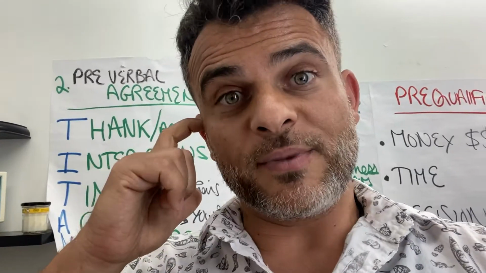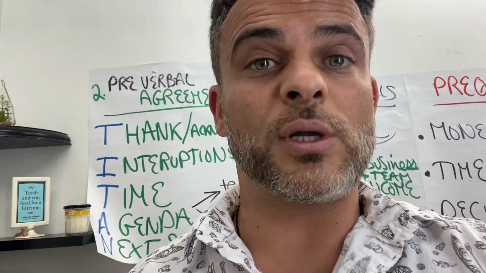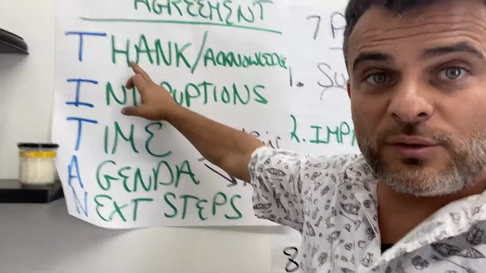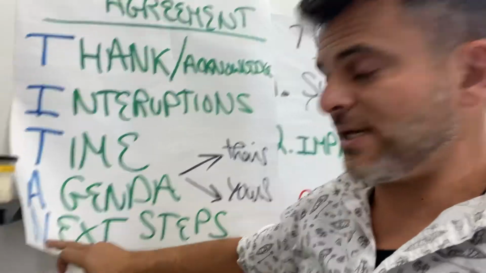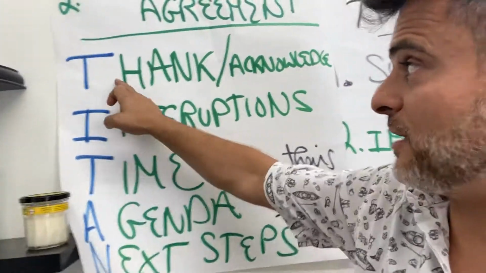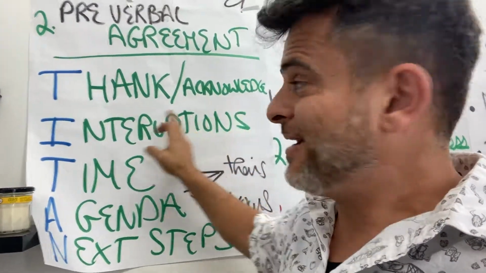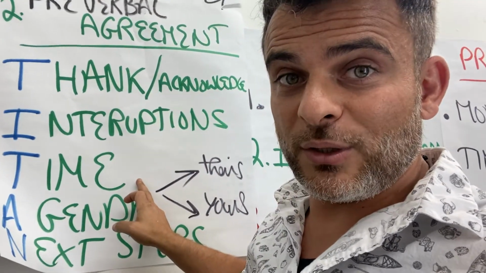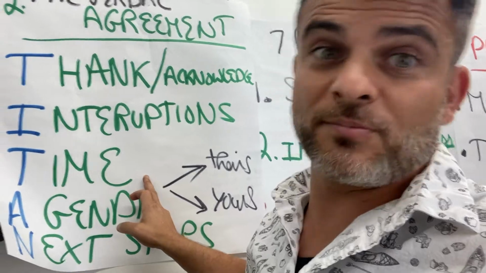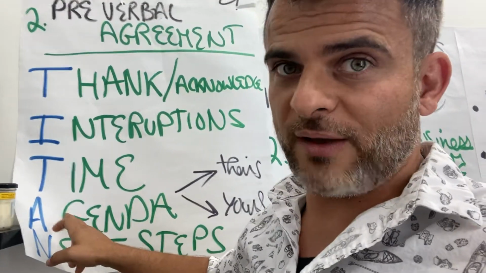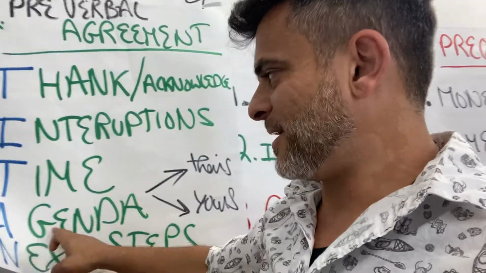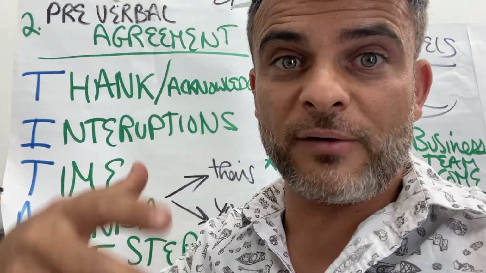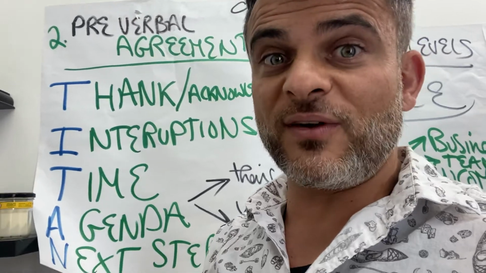Number two, you're going to go to the pre-verbal agreement, which, as you can see right here, you want to touch on the TITAN, okay? T stands for thank and acknowledge. Number two is you want to manage any interruptions, how much time this presentation or this meeting you're going to have tomorrow is going to go. You have 15 minutes, by the way. And the agenda: what are you going to cover, or you can ask them what they want to cover. Either way is fine.